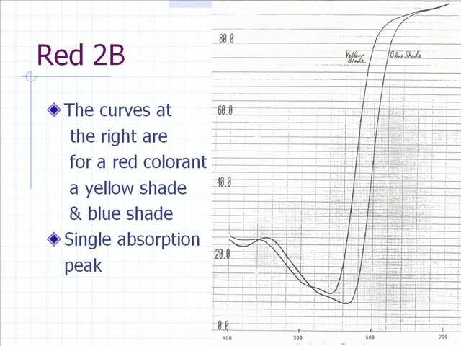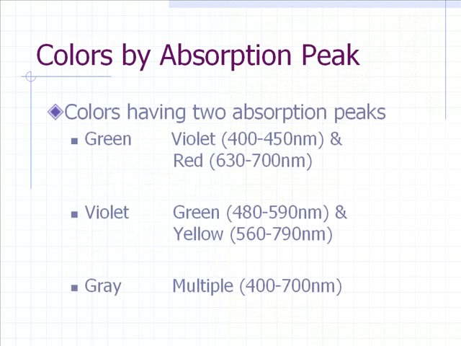So how much it goes up in a certain area tells you how strong that color is, or that particular shade is. There's some colors that have two absorption peaks. Green has an absorption peak, or a valley if you prefer, in violet and red. Violet has our absorption peaks in the green and yellow, and gray has peaks all the way across.